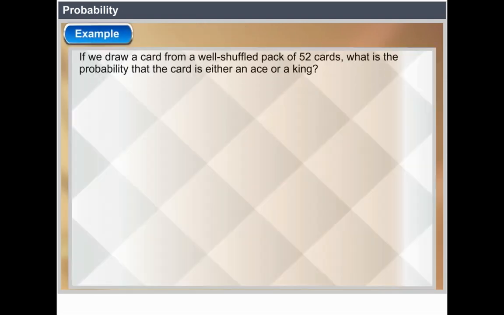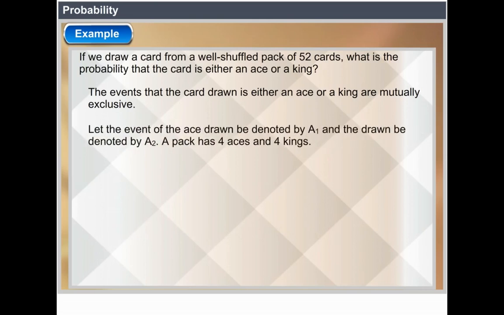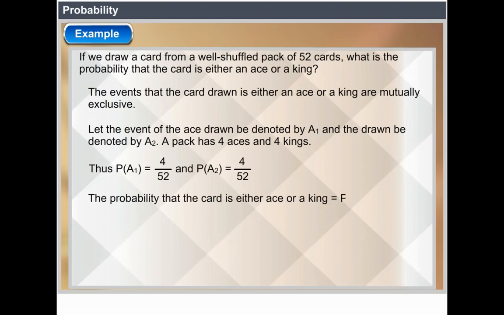Example: if we draw a card from a well-shuffled pack of 52 cards, what is the probability that the card is either an ace or a king? The events that the card drawn is either an ace or a king are mutually exclusive. Let the event of the ace drawn be denoted by A1 and the event of king drawn be denoted by A2. A pack has 4 aces and 4 kings. Thus P(A1) = 4/52 and P(A2) = 4/52. The probability that the card is either an ace or a king is P(A1 ∪ A2) = P(A1) + P(A2) = 4/52 + 4/52 = 2/13.